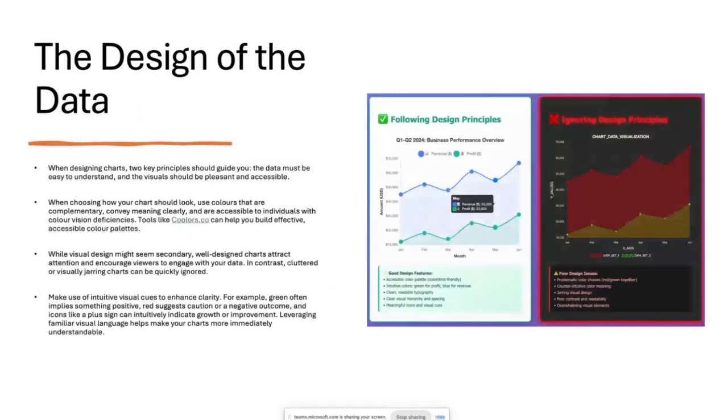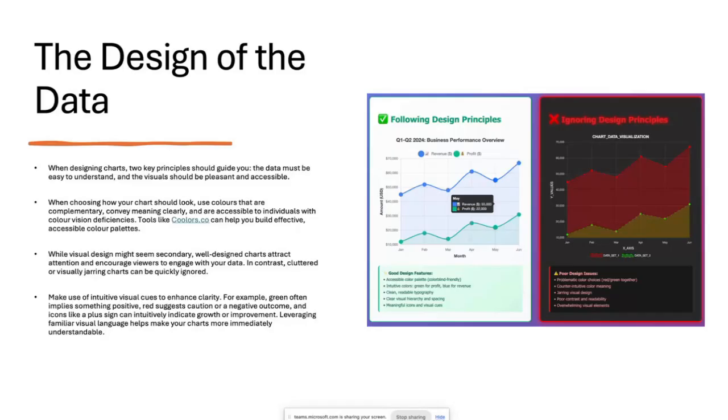So when we're designing charts, there's a couple of key principles that should guide us. The data should be easy to understand, and the visuals should be pleasant and accessible. When you're choosing how your chart should look, you should use colors that are complementary to one another, convey meaning clearly, and are accessible to individuals with color vision deficiencies. So if anyone's colorblind, then it should be accessible to them as well. Tools like colors.co can help you build these, so they help you find colors that would work well for it.